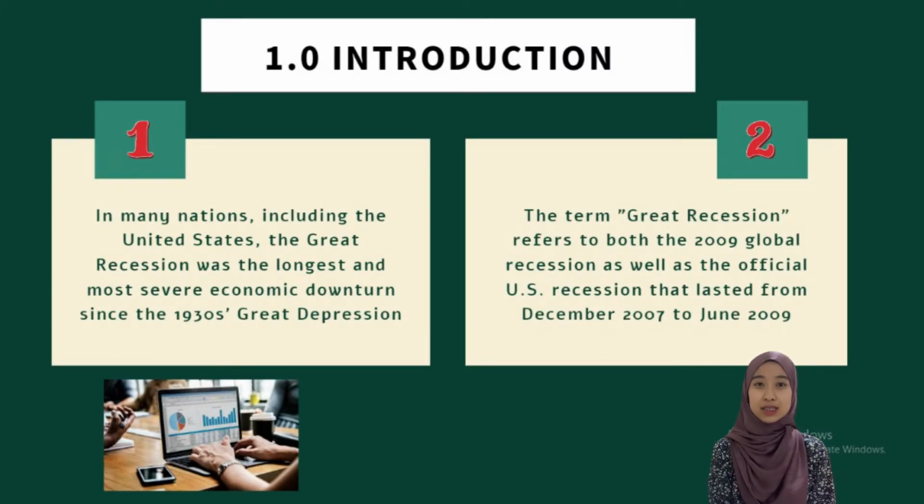The monetary emergency of 2007 until 2008 accelerated the Great Recession in the United States and caused it to quickly spread to other nations. It began in 2007 and lasted till the middle of 2009. In many nations, including the United States, the Great Recession was the longest and most severe economic downturn since the 1930s Great Depression. The term Great Recession refers to both the 2009 global recession as well as the official US recession that lasted from December 2007 to June 2009.